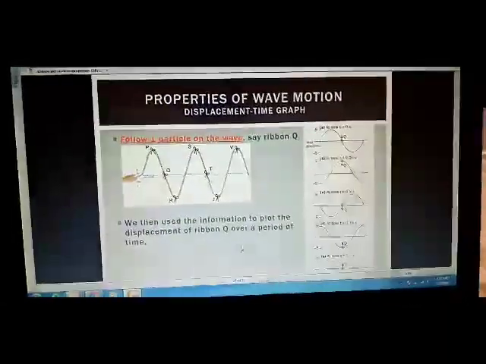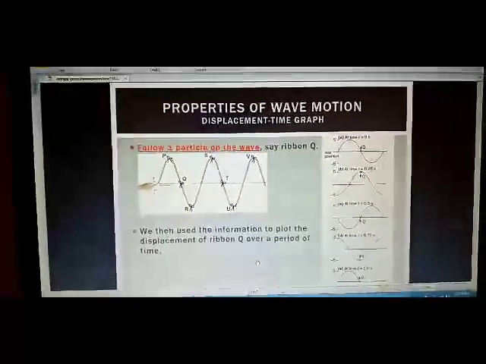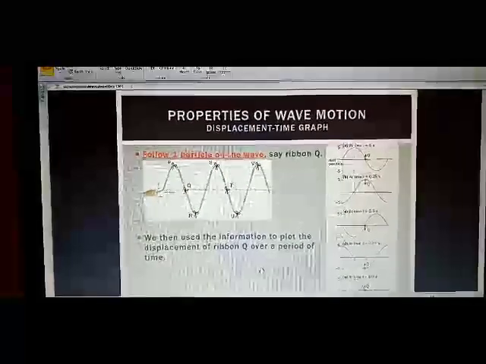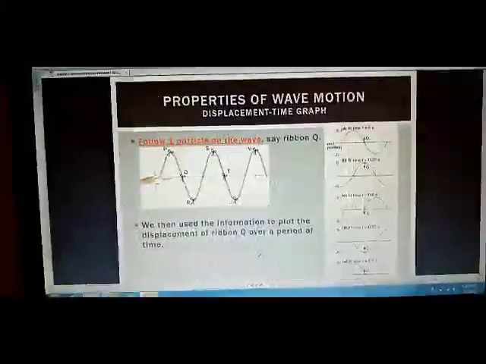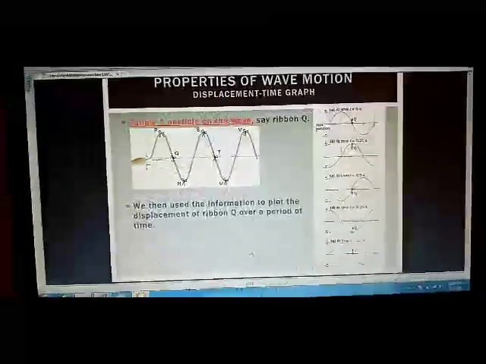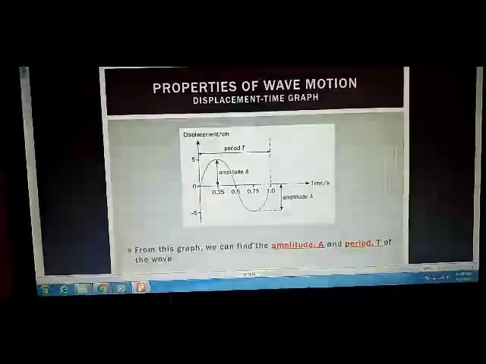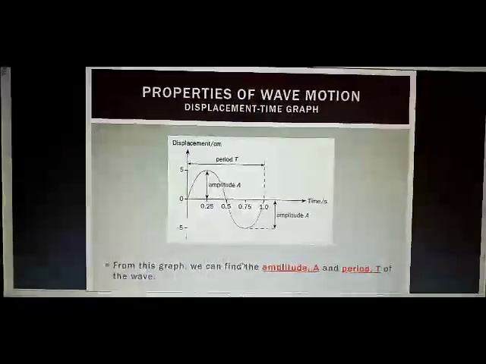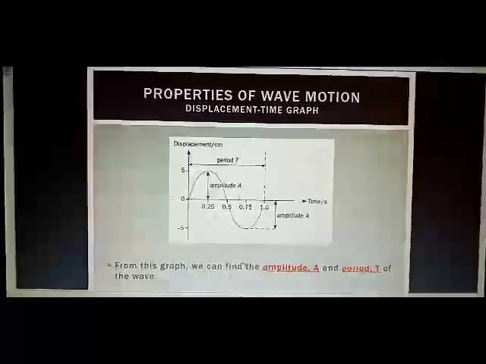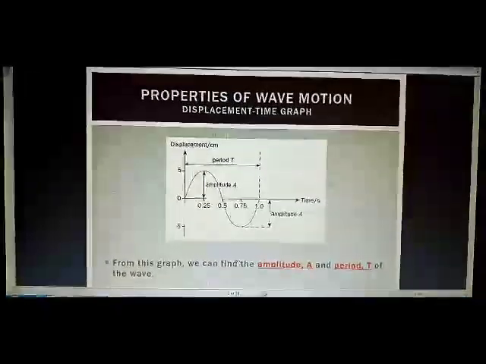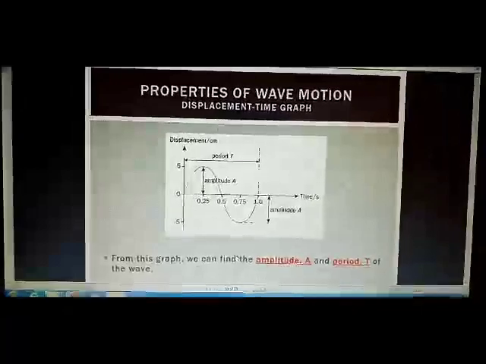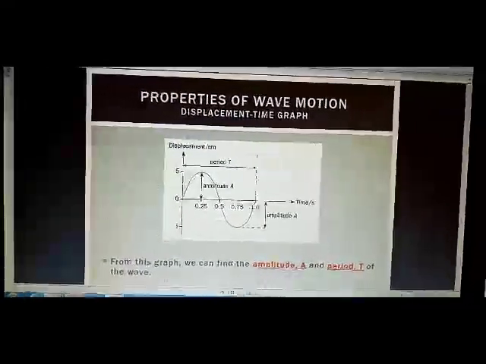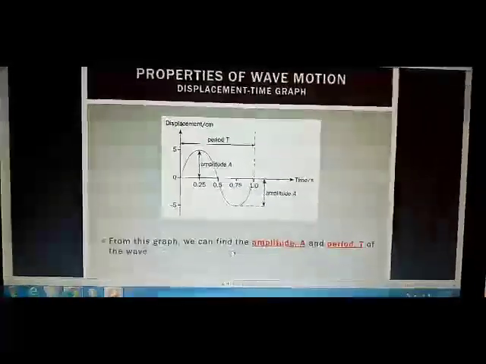Now the displacement time graph: when we plot the time along the x-axis and displacement along the y-axis, then we can determine the values of displacement as well as time from this graph. Now we can also find the time period of the wave by using this graph as well as the amplitude. As you can see in the diagram, the period of the graph is equal to the distance between two consecutive crest points. Amplitude is this. Here the amplitude is 5. Okay, sorry, time period of the wave is 1 second.